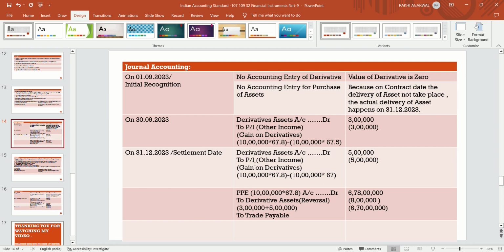If it is settled, and he will pay the amount, then he will credit bank; or if he does not make a payment, he will recognize trade payable of 6 crore 70 lakhs. So PPE account debit 6 crore 78 lakhs, to derivative asset 8 lakhs, to trade payable 6 crore 70 lakhs.